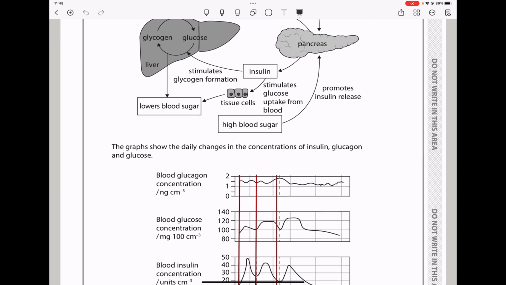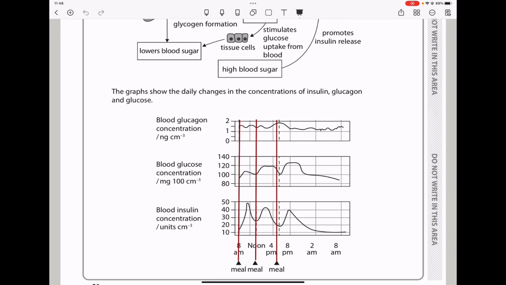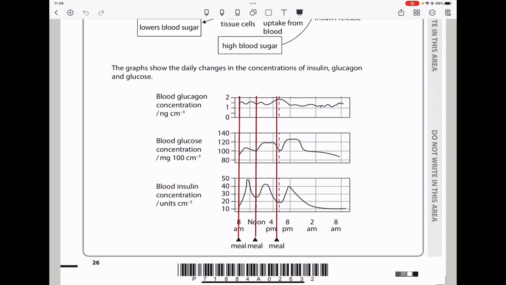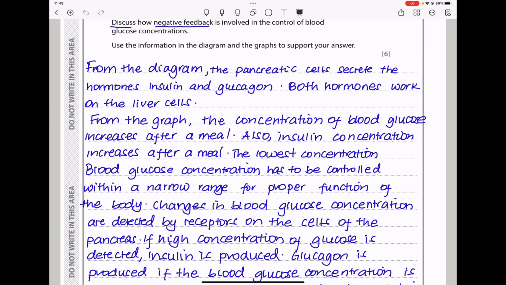So down here they say the graph shows the daily changes in the concentration of insulin, glucagon, and glucose. On the vertical axis, we have blood glucagon concentration, blood glucose concentration, and blood insulin concentration after a meal on the horizontal at specific times. So here they say discuss how negative feedback is involved in the control of blood glucose concentrations. They say use the information in the diagram and the graphs to support your answer. So here I began with a diagram. From the diagram, the pancreatic cells secrete hormones, insulin and glucagon, and both hormones work on the liver cells.